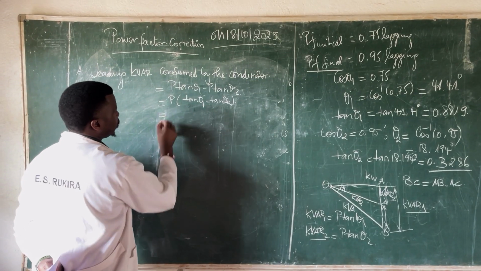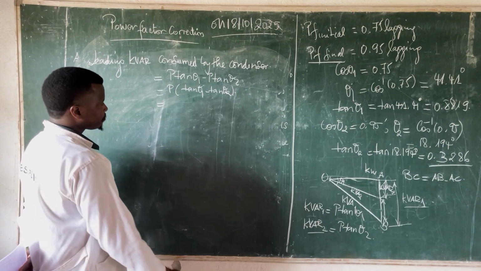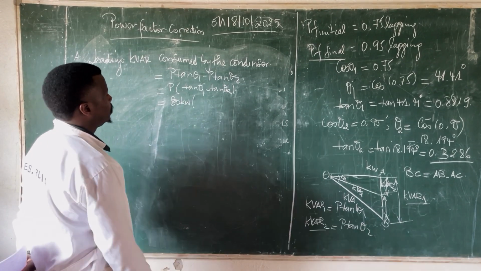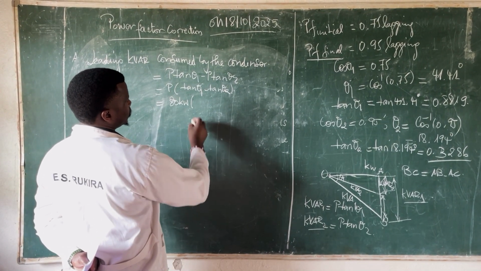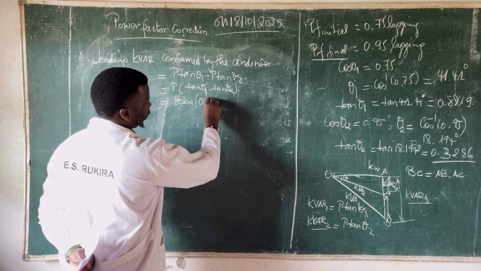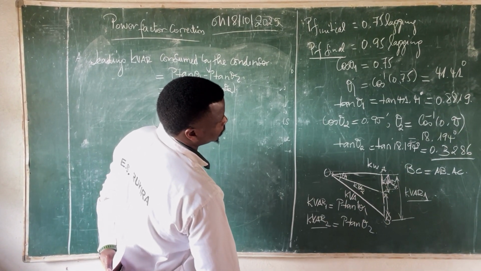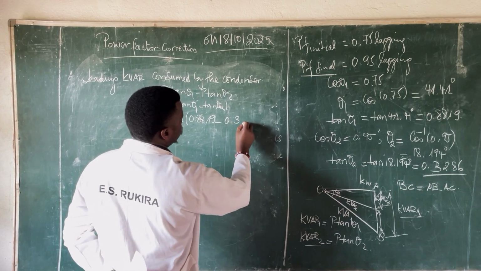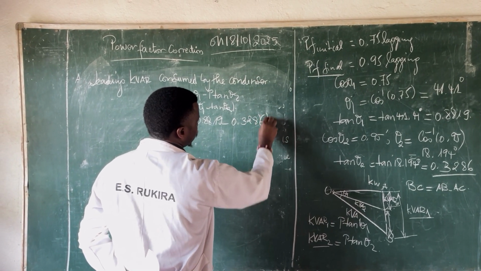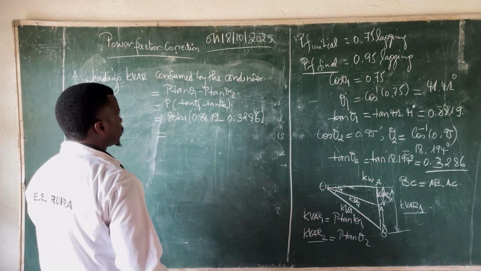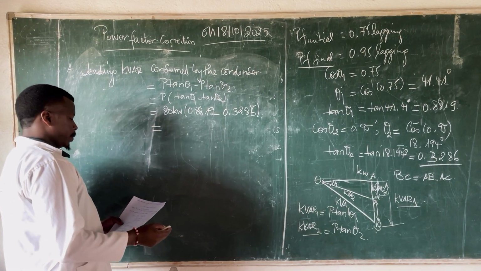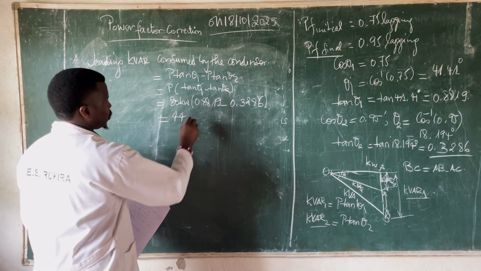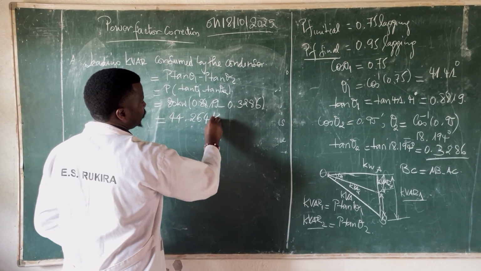For this, we proceed. That is 80 kilowatts as usual, times 0.8819 minus 0.3286, which will give us 44.264 kVAr.